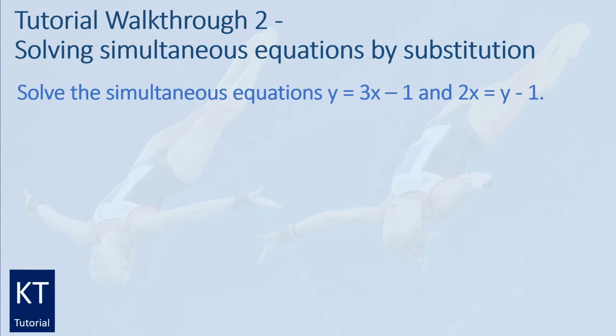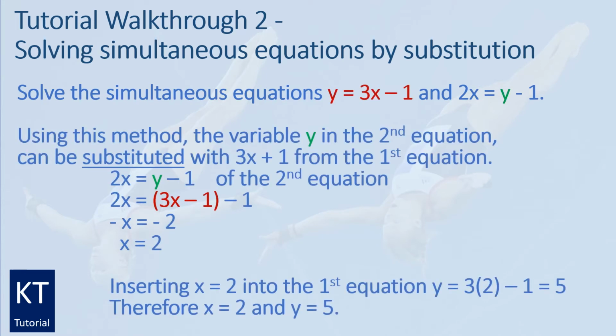In tutorial walkthrough 2, we're going to look at solving the same set of simultaneous equations by substitution. Using the substitution method, the variable y in the second equation can be substituted with 3x minus 1 from the first equation, as shown below, and solve for x. By inserting the x value in the first equation, we can solve for y.